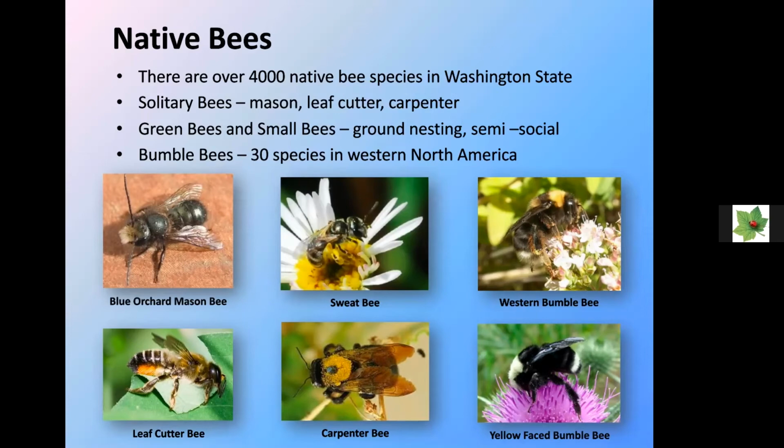We have our bumblebees. There are over 30 different species in Western North America. I would say the most common that I see is the yellow-faced bumblebee, but we also have the Western bumblebee here. The sweet bees are really cute. They're very shiny green. Our blue orchard mason bee looks almost like a little tiny shiny black fly sometimes when you see them. And then with the leafcutter bee, they make almost a perfect hole punch out of a leaf.